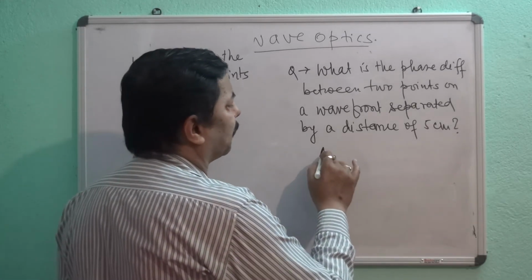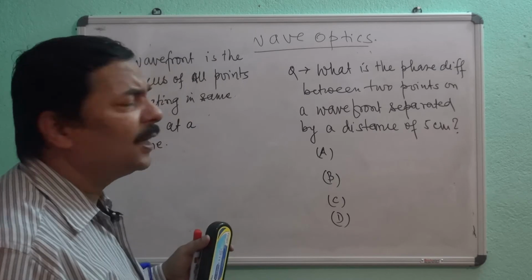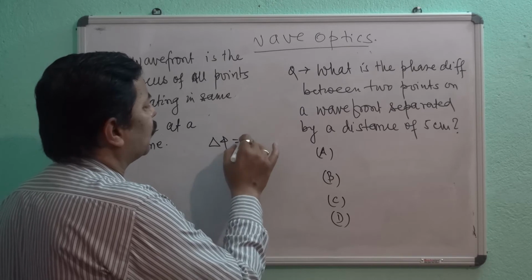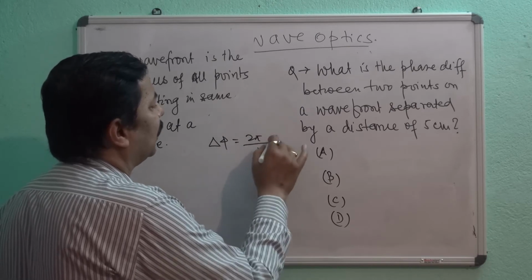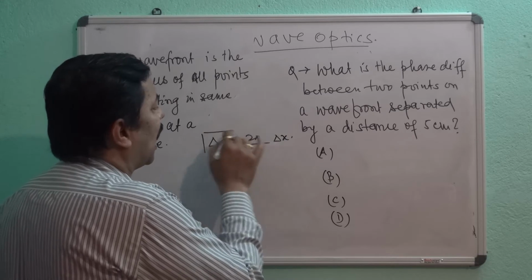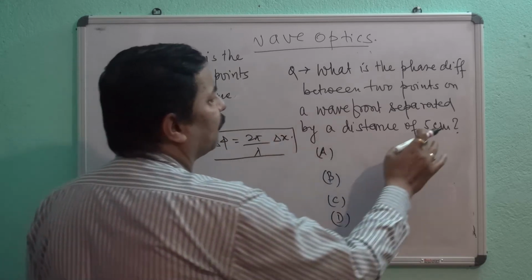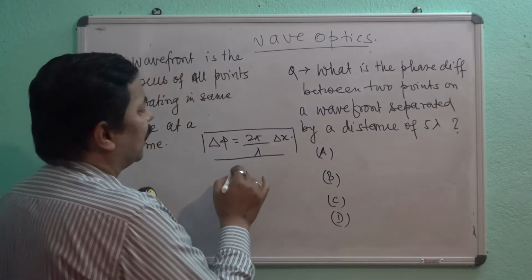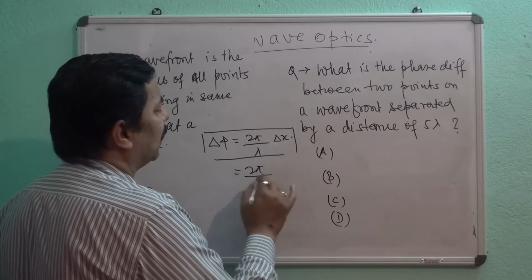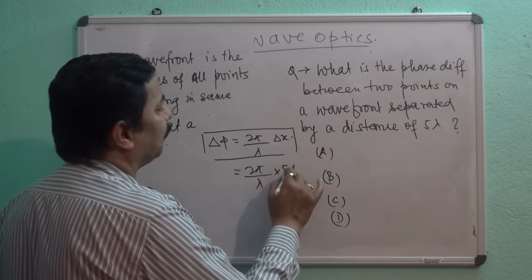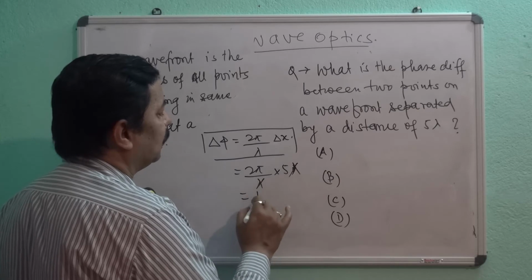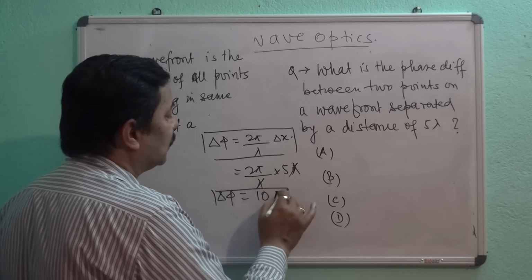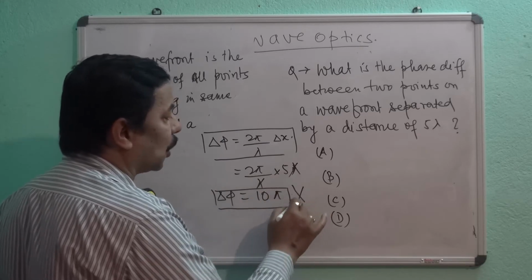Out of those 4 options, generally the students use the concept of phase difference, delta phi is equal to 2 pi by lambda into delta x, the path difference, which is 5 lambda, or 5 centimeter. So you get 2 pi by lambda into 5 lambda, and lambda cancels, giving 10 pi. So 10 pi is the phase difference that students generally give as the answer, but it is not correct.